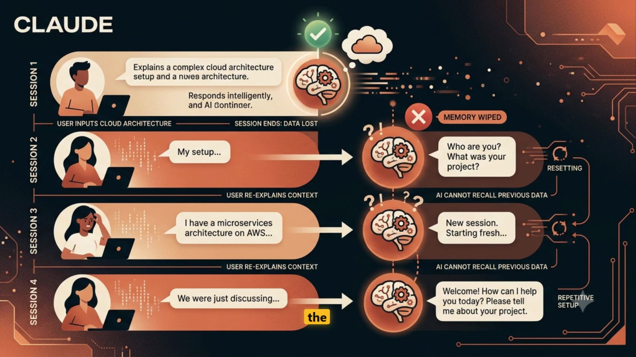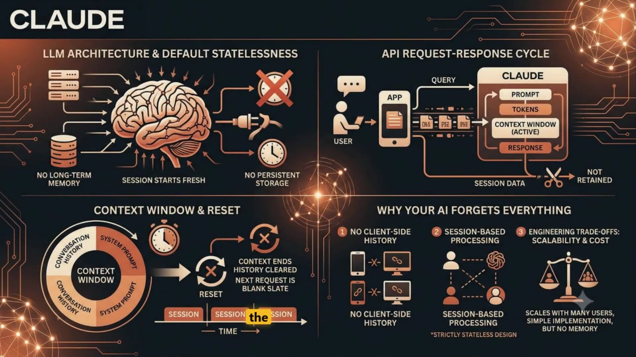Next, we are going to look at the exact token limit mechanisms that trigger these context wipes and force full resets. Look at the top left quadrant showing LLM architecture and default statelessness, where arrows feed into a central brain without any database connected. Every single API call acts like a temporary calculated transaction that disappears the instant you hit equals. Trace the top right diagram for the API request response cycle from the user app over to Claude.